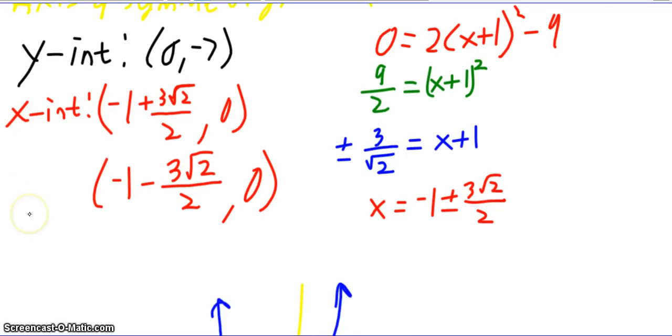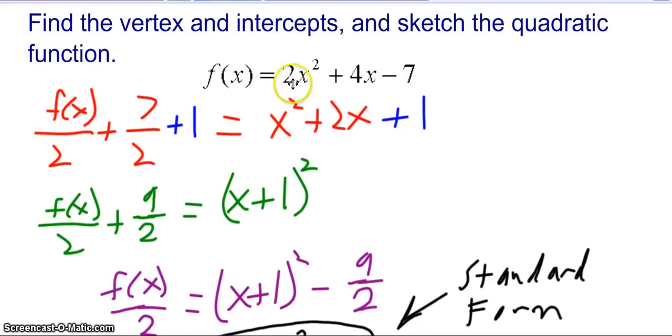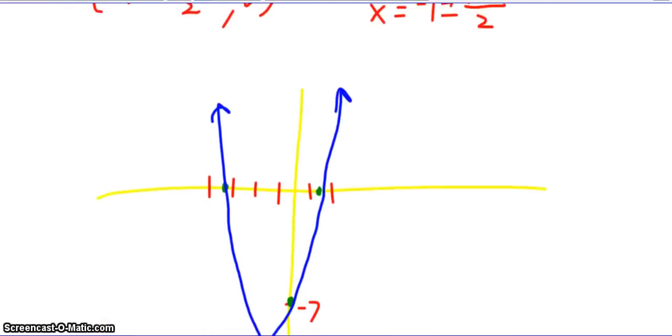Then my last step, and just again to point out, had we used the ax squared plus bx plus c form to find the x-intercepts, we would have needed to complete the square or use the quadratic formula anyway. So since we already did that, that's why the standard form was actually easier.